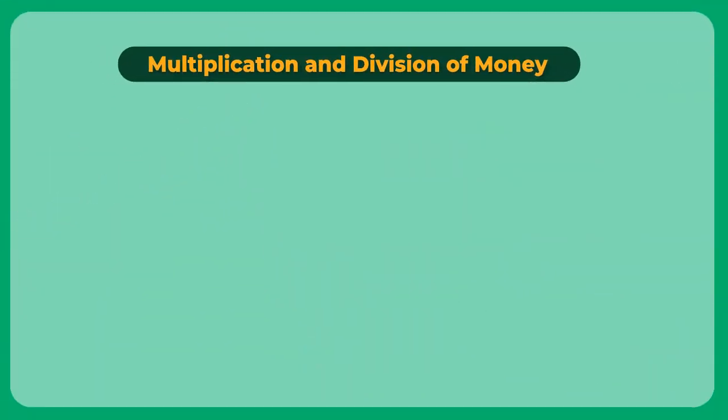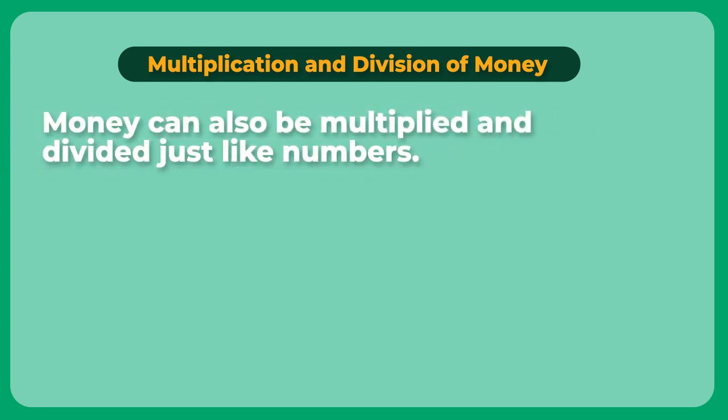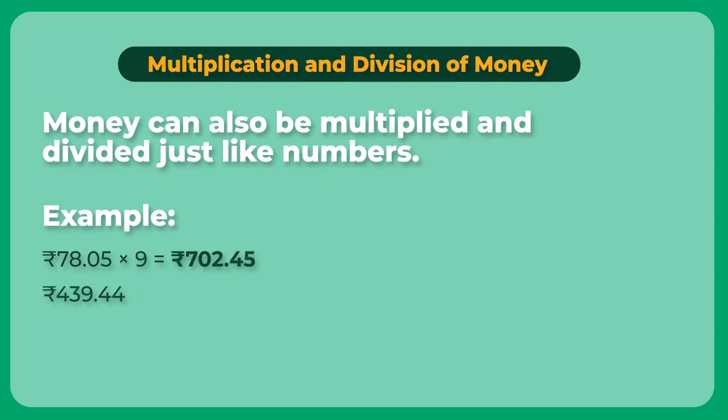Multiplication and division of money. Money can also be multiplied and divided just like numbers. Examples: 78 rupees 5 paise into 9 is equal to 702 rupees 45 paise. 439 rupees 94 paise divided by 6 is equal to 73 rupees 24 paise.